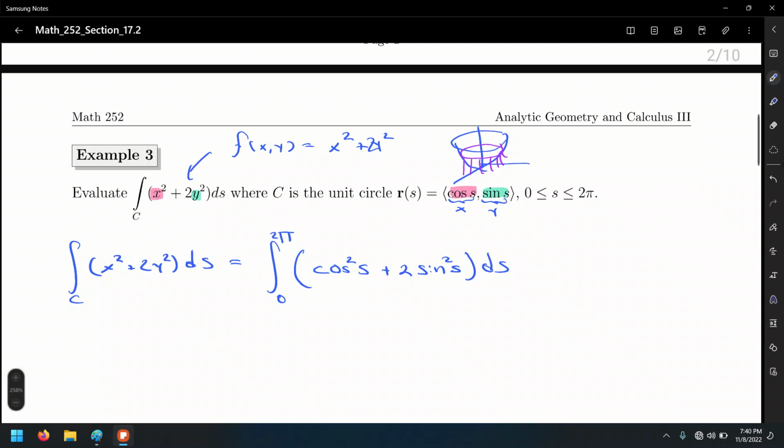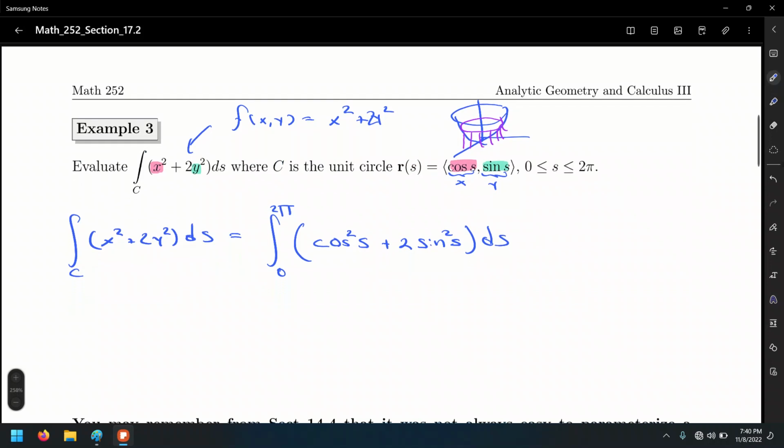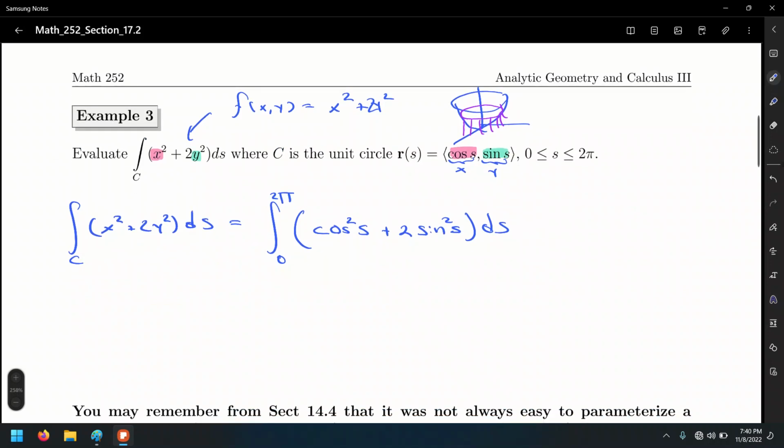Well, this is just a Calc 1 integral, maybe sort of a Calc 2 integral. Let's find a way to integrate this one. Notice we have cosine squared plus 2 sine squared. If we had cosine squared plus sine squared, that would have been 1. We can make that happen somehow. Write this as cosine squared s plus sine squared s plus another sine squared s. This is equal to 1 plus sine squared, isn't it? At least it will simplify something.